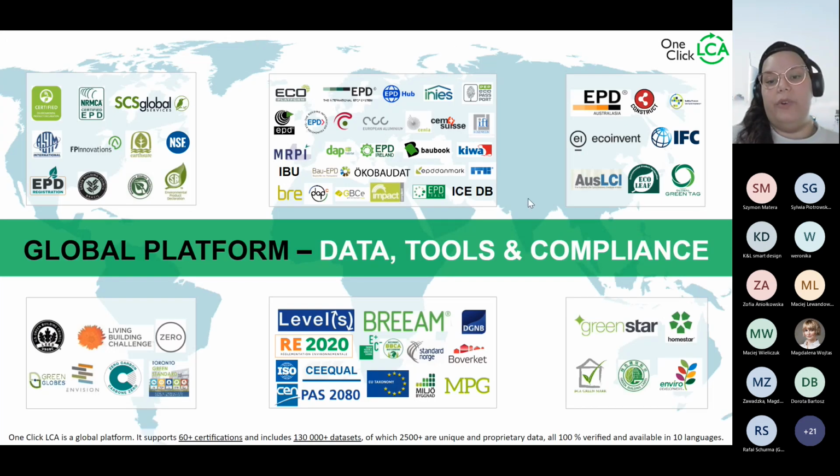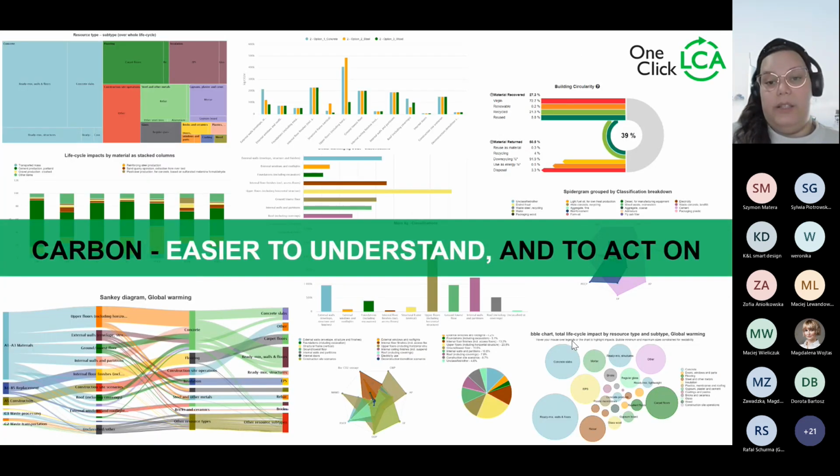To sum up, we are a global platform that offers data and tools for compliance globally. At the top, you can see some of the databases integrated in our software, and at the bottom, some of the certifications. For both of those, we have many more as well. With this, we make carbon easier to understand and to act on, and we produce our results not only in numeric tables, but also in a series of different graphs that can help our customers explain their decisions to their own customers and justify them.